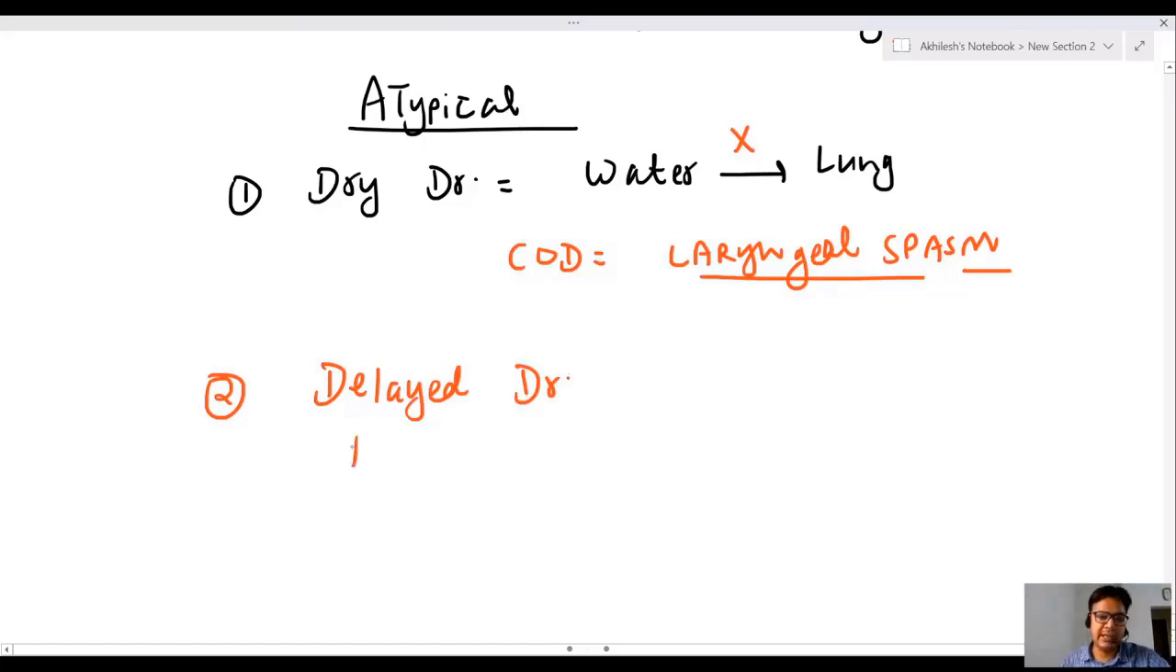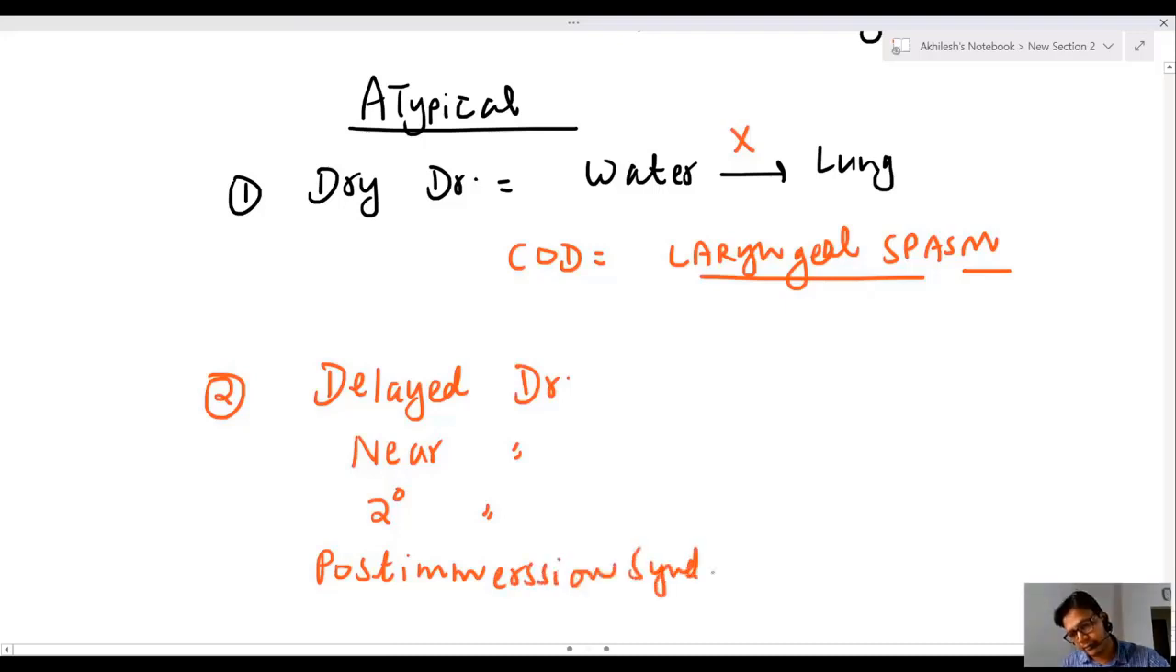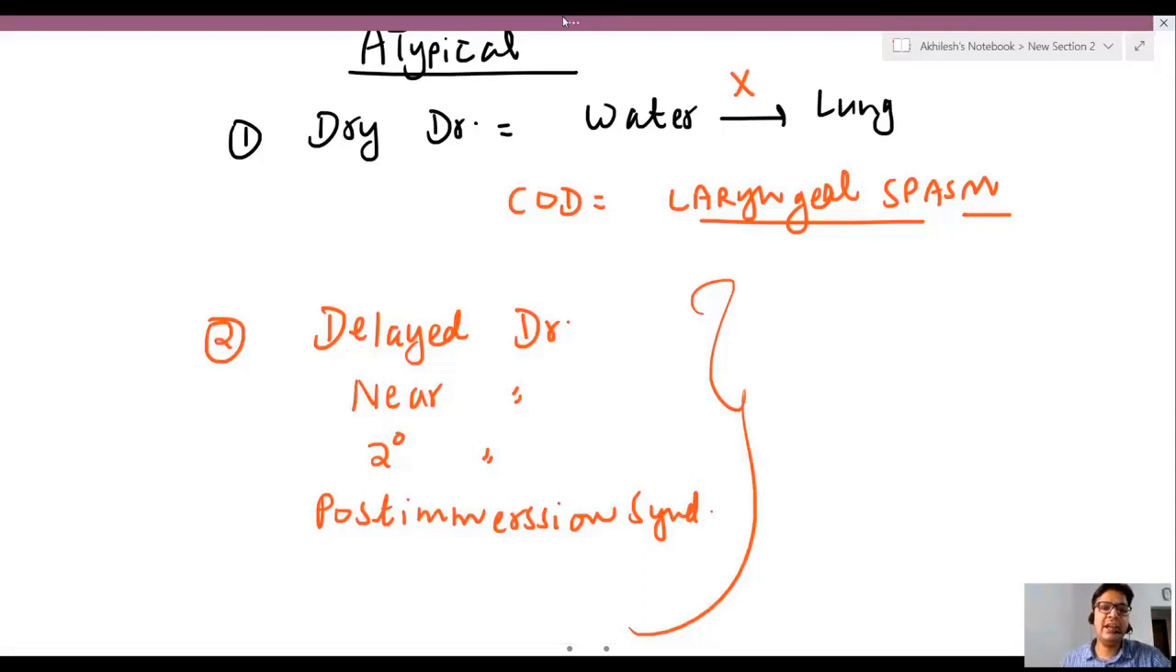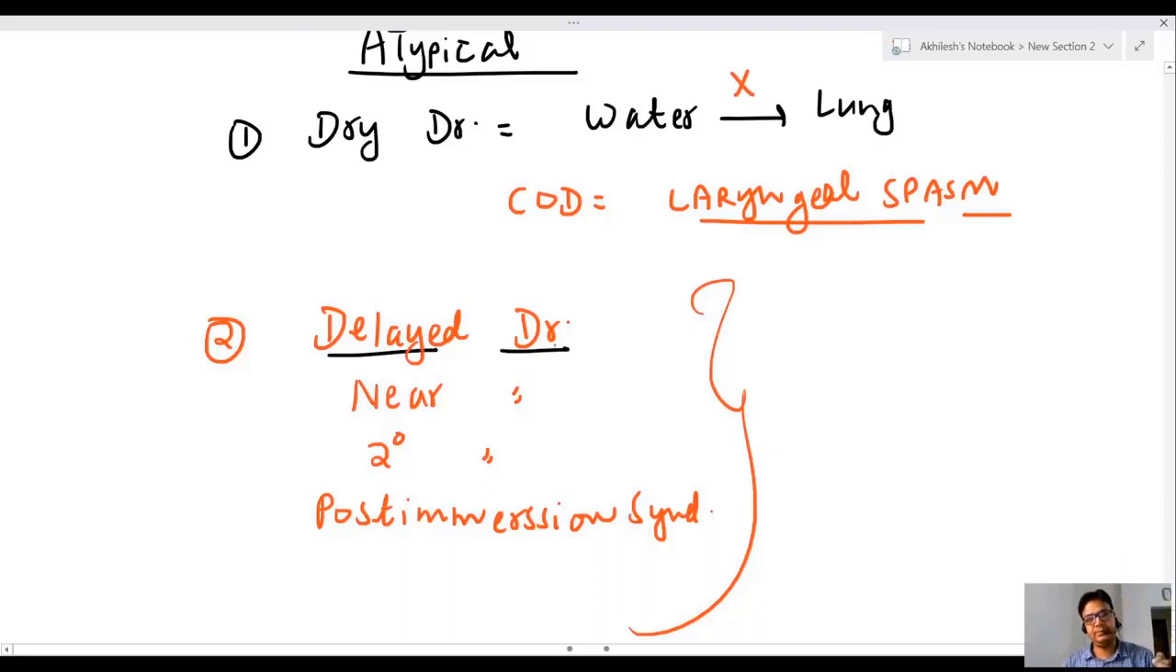Now, the second atypical drowning is, sir, remember, delayed drowning, which is also known as near drowning, secondary drowning, and post-immersion syndrome. Sir, what happens? As the name suggests, it is delayed drowning. Delayed means the person died due to a delayed complication. Wet drowning, water goes in the lung. Dry drowning, the person died due to laryngeal spasm. Delayed drowning, the person died due to a delayed complication.